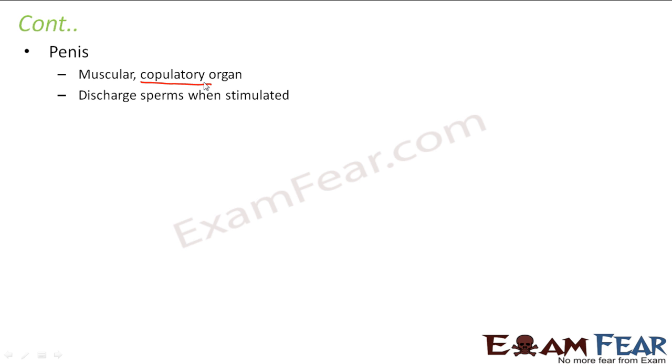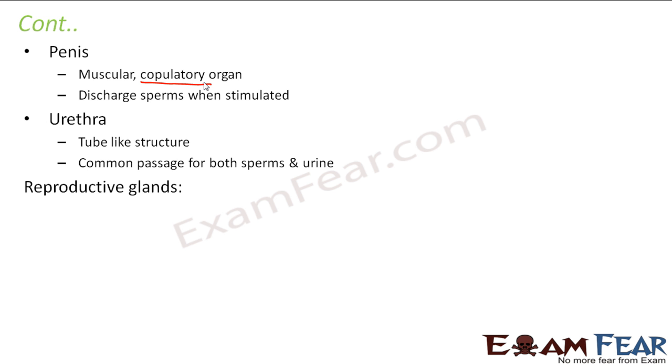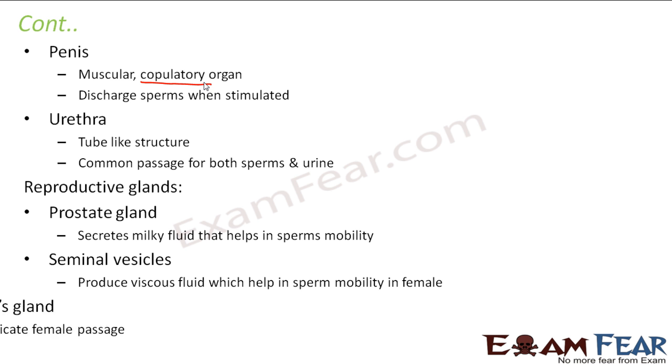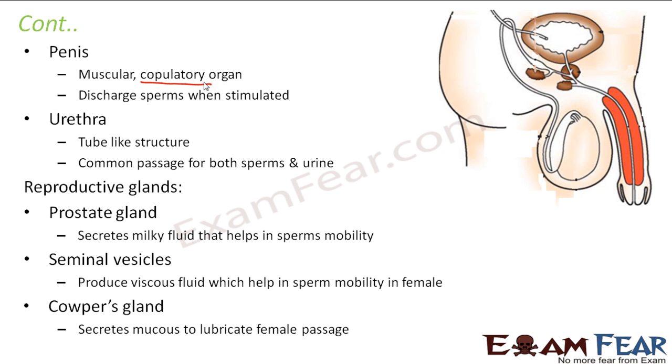Now when it becomes firm and erect, what happens? The sperm which is present inside the urethra gets ejaculated. So that is the main function of the penis. Now if you look at the diagram here, you can see it even more clearly. This is the penis. When it becomes firm and erect, the sperms which are present in this tube, the urethra, will be ejected out. Right? So that's the main function of the penis.